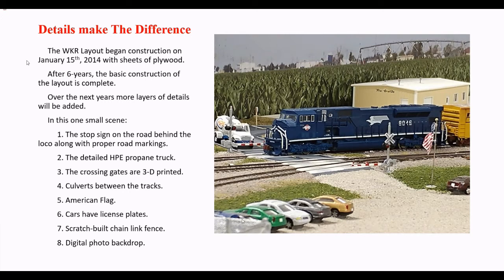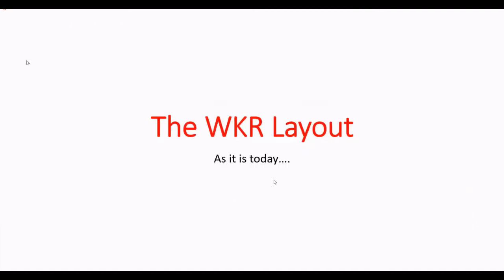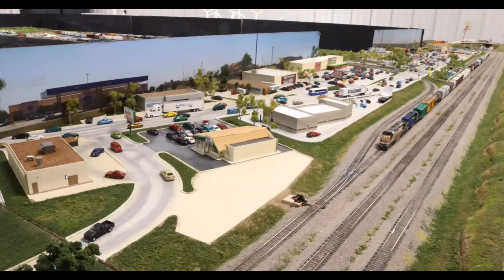Right here in the lower corner, you've got the scratch-built chain link fence, and this is a digital photograph. That's actually a scene in Garden City, Kansas. So most of these photographs were taken while we were in the construction process. This is the WKR as it is today. This is the two city scenes put together here.